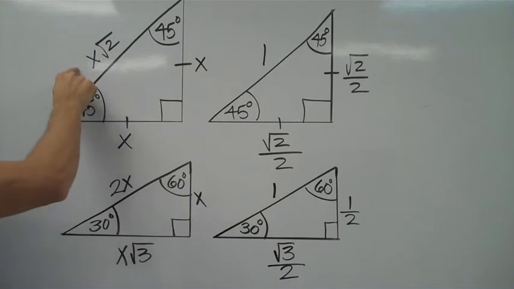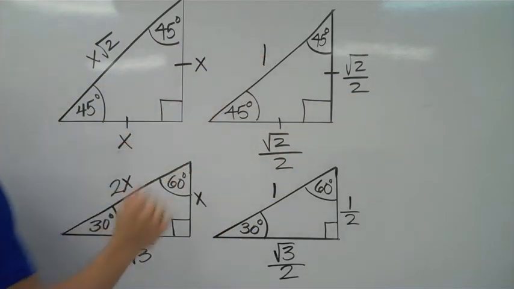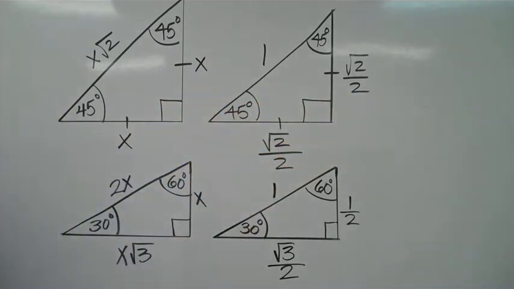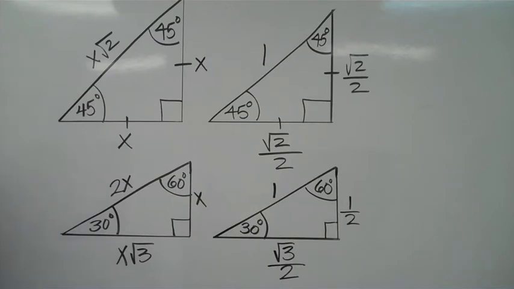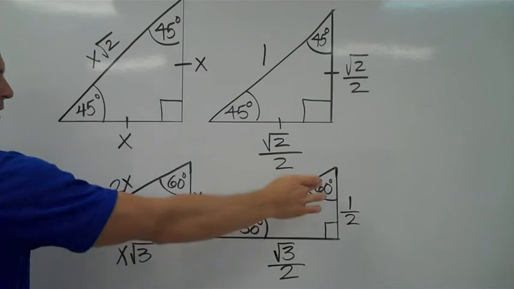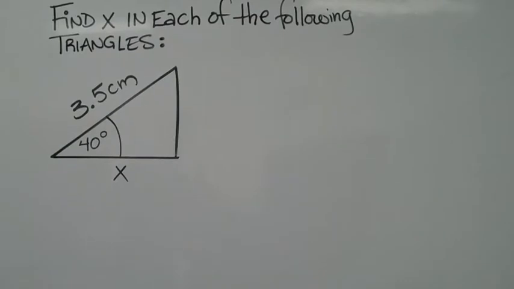45, 45, 90 goes x, x, x square root of 2, which can be converted. If you force the hypotenuse to be 1, then it becomes square root of 2 over 2, square root of 2 over 2, 1. Notice this is an isosceles triangle. The legs are equal. The 30, 60, 90 triangle goes x, x square root of 3, 2x. When converted, forcing the hypotenuse to be 1, our ratios become: across from 30 is 1/2, and across from 60 is square root of 3 over 2. Please memorize these.